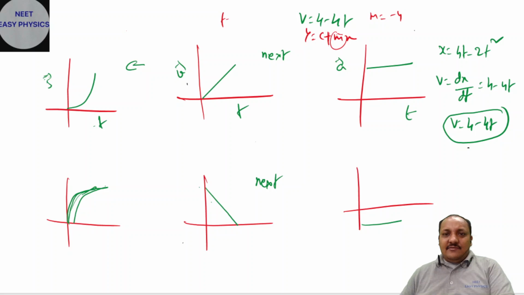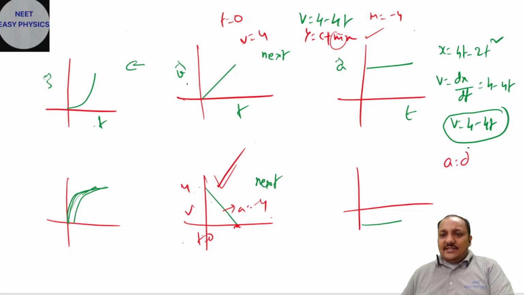So if t is equal to 0, what is v? v is equal to 4. So negative slope, and at time t equal to 0, v equal to 4. Therefore, the graph nature we may get like this. At t is equal to 0, v is equal to 4. What is the slope of this one? Minus 4. So this is the graph drawn between velocity and time.